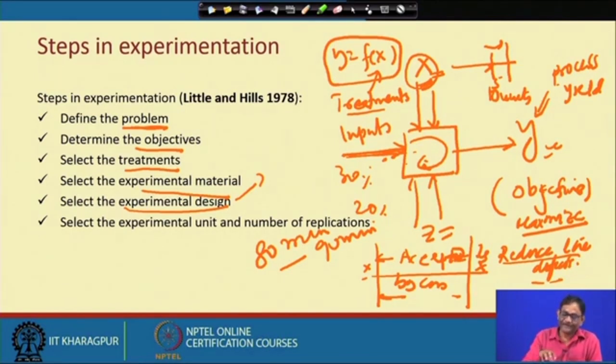Now, if you choose the factorial design, one kind of data you will get. If you use factorial design with some additional points like central points, or you may go for mixture design, depending on the requirements, you have to choose the design. Experimental design will be taught to you in subsequent classes. Select experimental unit and number of replication, very important. I'll tell you in the principles of DOE what we mean by replication.